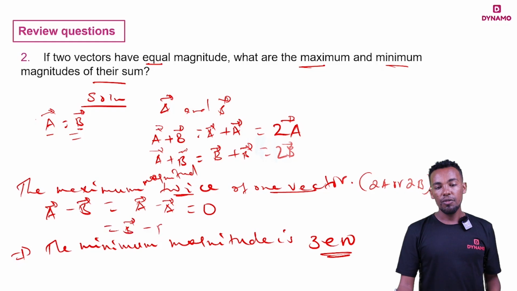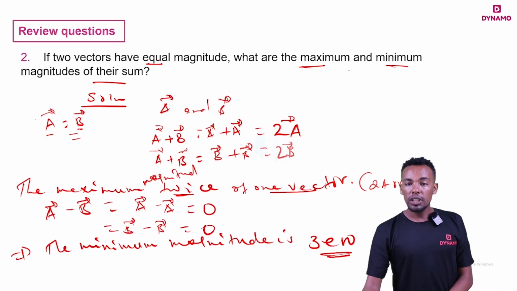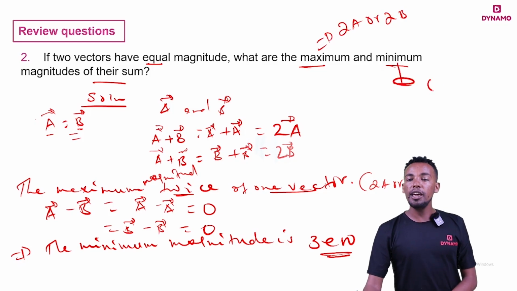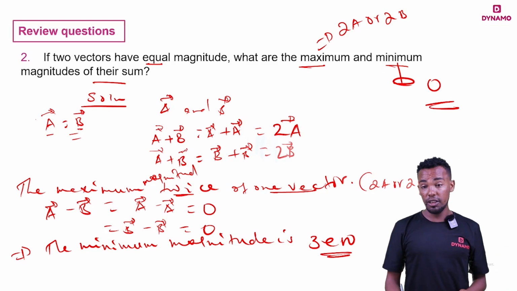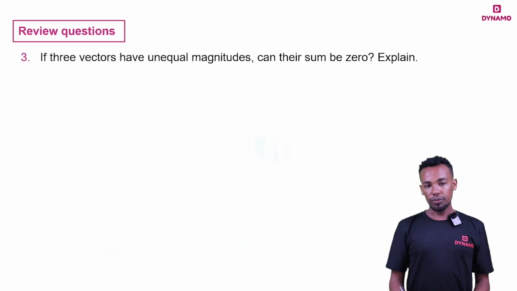Vector B minus vector B is equal to 0. Therefore, the maximum is what? Twice one of the vectors, twice A or twice B. The minimum value is how many? 0. The minimum magnitude possibility is 0.